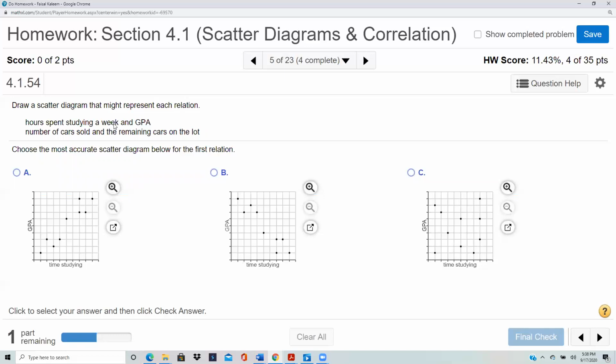And if two variables are positively correlated, then in the scatter plot, the points tend to go higher and higher. Like here, the points are rising, rising, rising as a whole. Here, they seem to be falling. And here, there is no pattern. So for the studying hours and GPA, this seems to be the right choice.